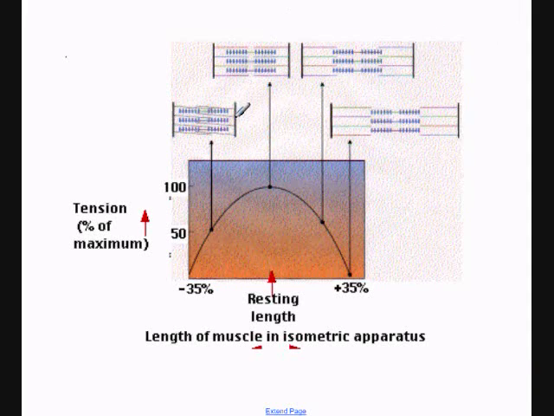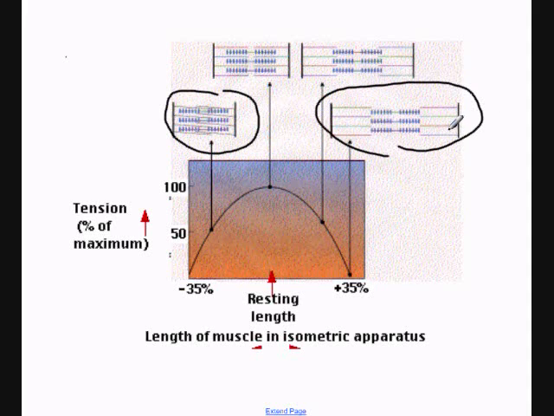Way down here, you actually have the Z lines too close together. You have overlapping, but there's no more place where it can go, so you don't have a lot of tension. Similarly, when you're way over here, the Z lines are far apart. They barely overlap at all. As a matter of fact, I don't think these are overlapping at all, so you can't really push them any closer together. There's no place for the cross bridges to occur.